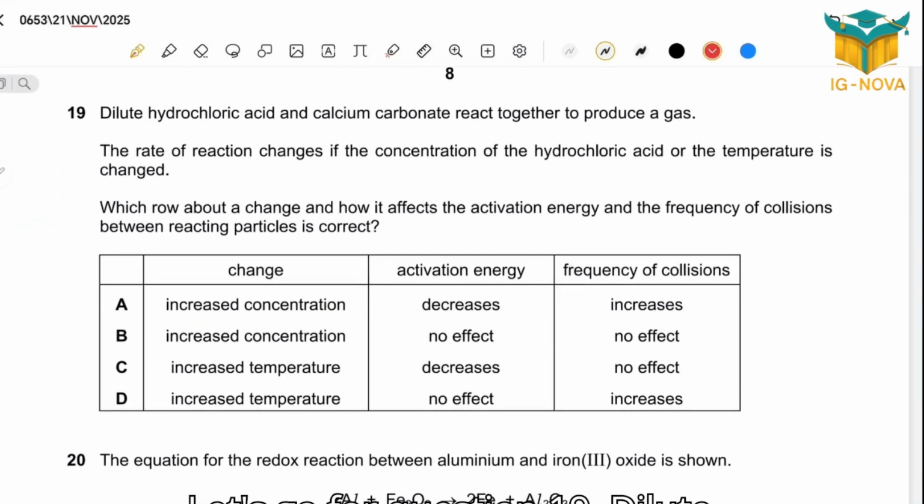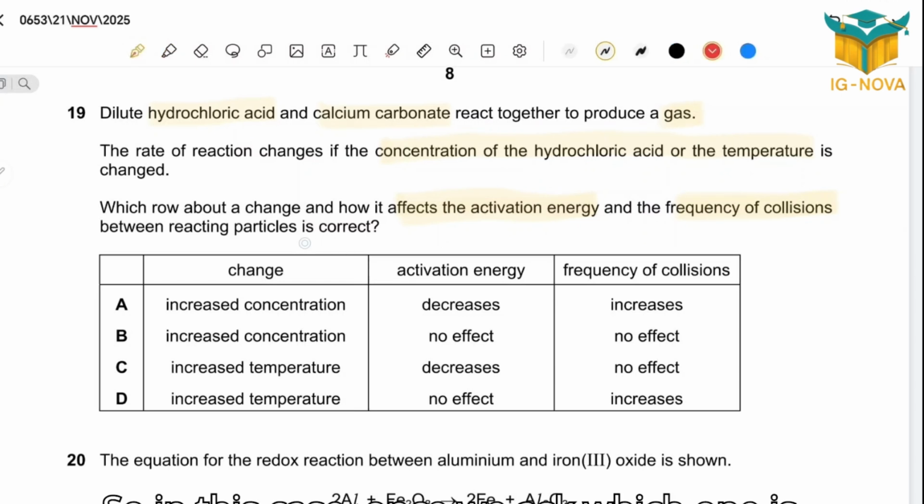Let's go for question 19. Dilute hydrochloric acid is added to calcium carbonate, they react together and make a gas. The rate of the reaction changes if the concentration of the hydrochloric acid and the temperature is changed. So which change affects the activation energy and the frequency of collisions between the reacting particles is correct.